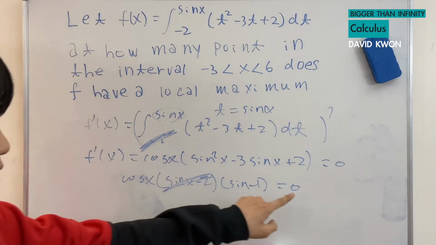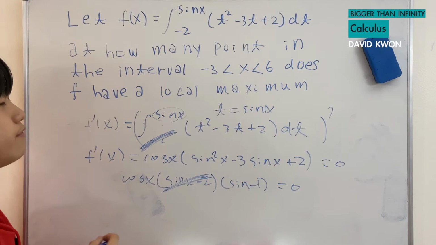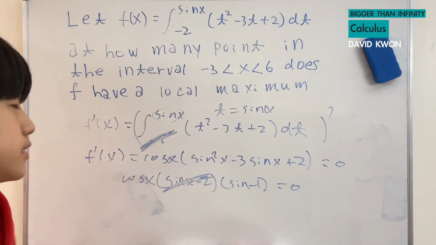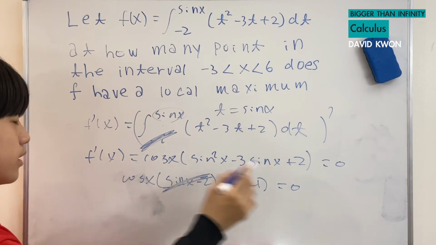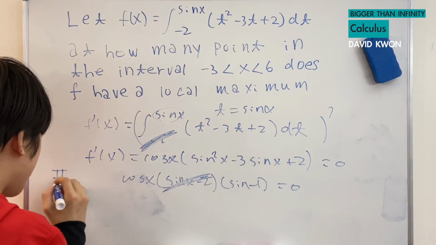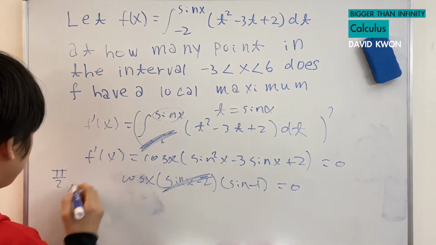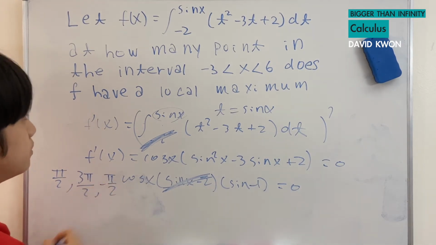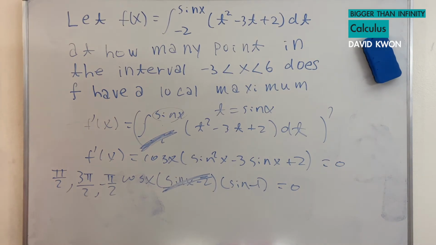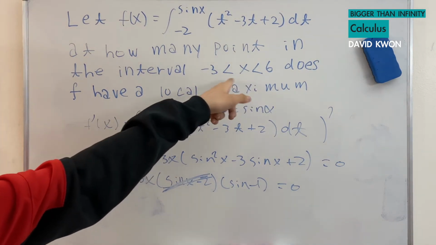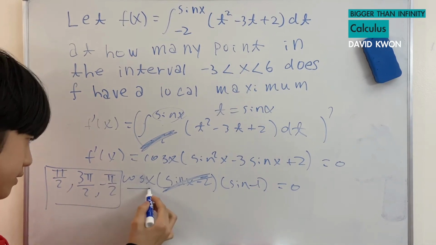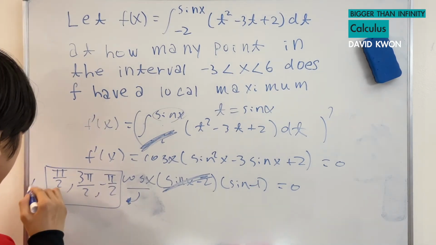And the cosine x is equal to 0. Now we have to remember that the value of x has to stay inside of negative 3 and 6. Okay, so cosine x, how's it 0? We can have pi over 2, 3 pi over 2, negative pi over 2. And I think that's the farthest we can go. If we go more than that, that will just go across that line. So this is the value that we can have x is equal to.